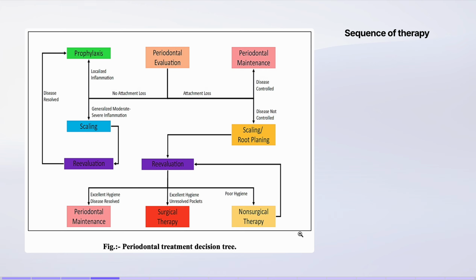If the disease is controlled, it goes to periodontal maintenance. If the disease is not controlled, then scaling and root planing takes place, after which we reevaluate the case. If the patient took care after the treatment, then there is excellent hygiene and this is resolved.